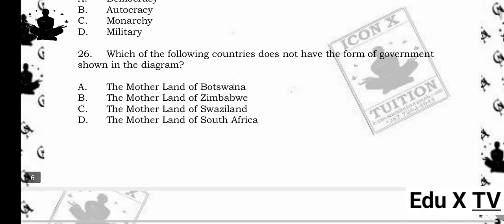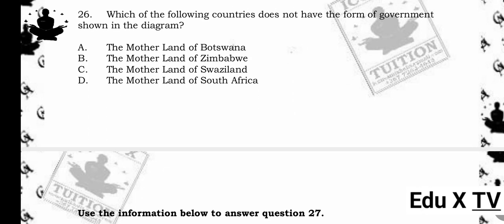26. Which of the following countries does not have the form of government shown in the diagram? A. The motherland of Botswana. B. The motherland of Zimbabwe. C. The motherland of Swaziland. D. The motherland of South Africa. The answer is C. The motherland of Swaziland.